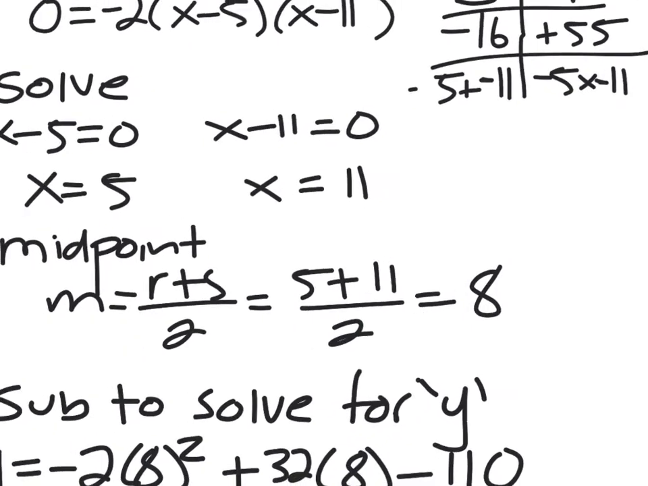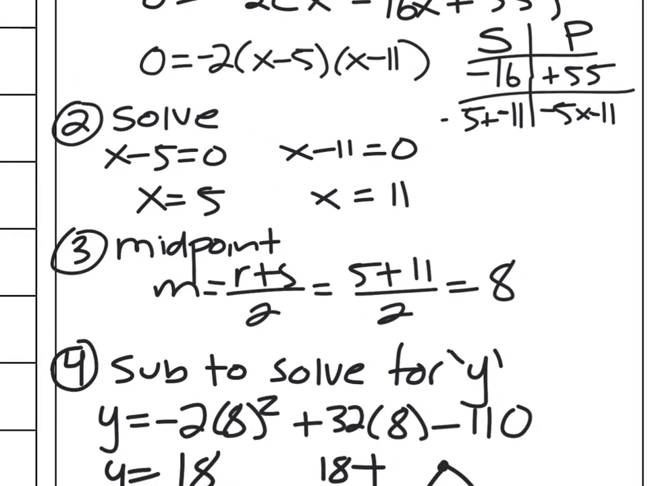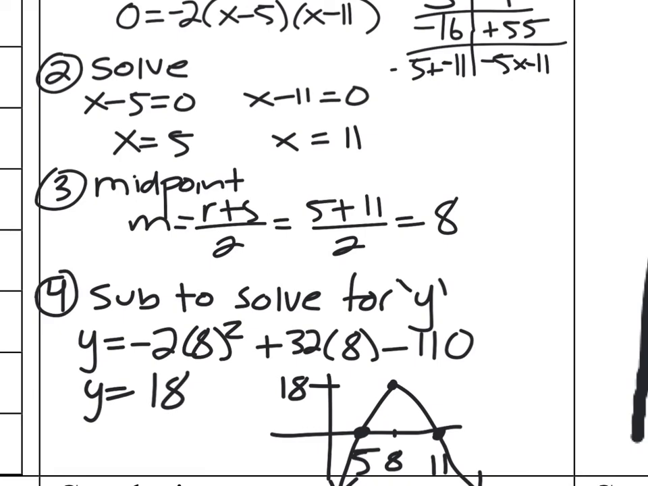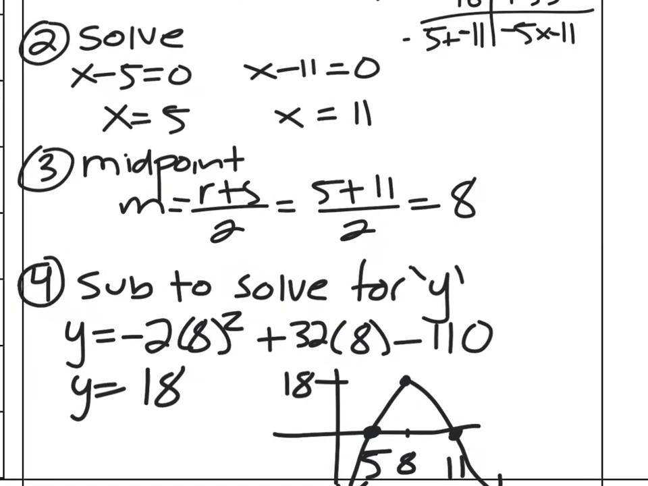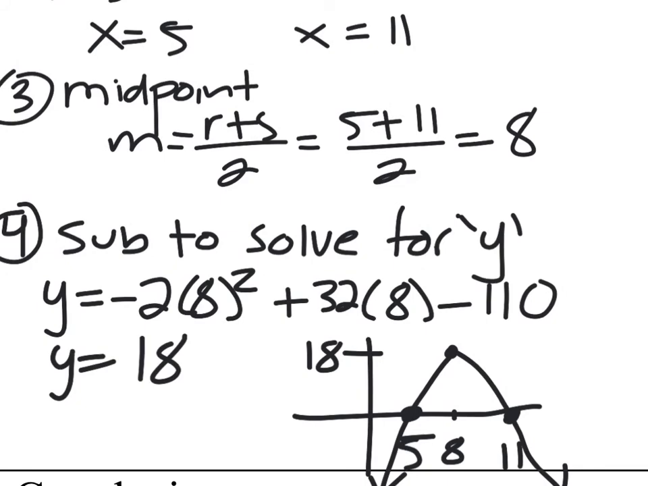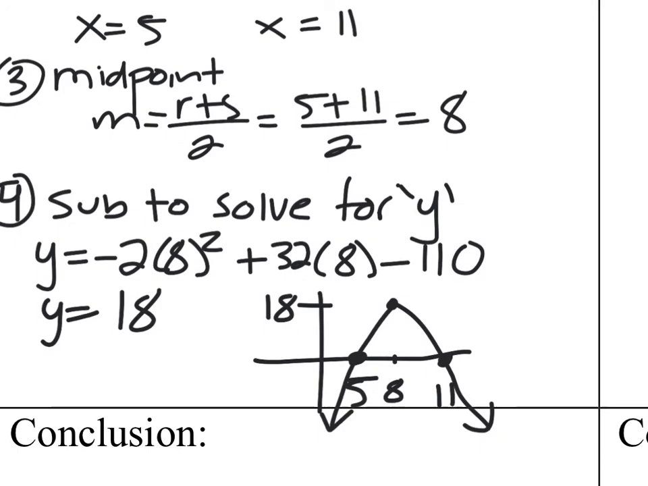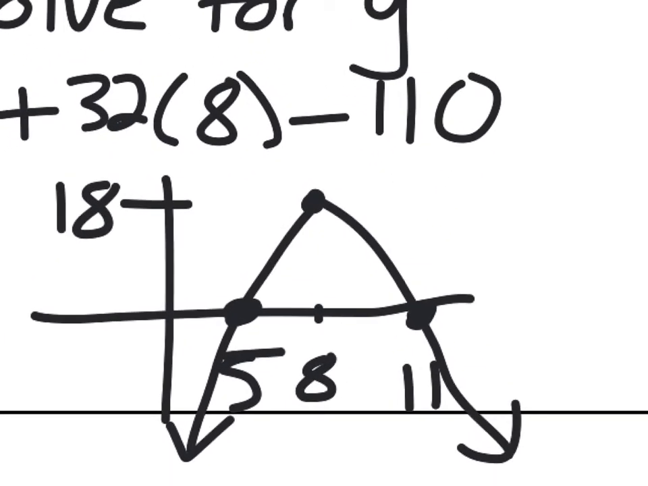And how high that max or min value is, determining whether it's a maximum or minimum, well, I need to solve for my y value. So I'm going to take that 8 and then sub it into the equation, go back to the original, and we end up with 18 for that y value. I gave myself a little sketch here. So my 2 x-intercepts are at 5 and 11.